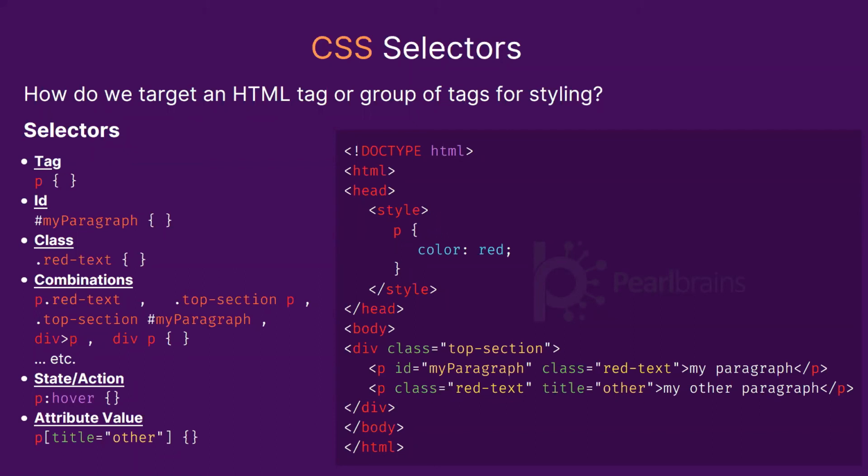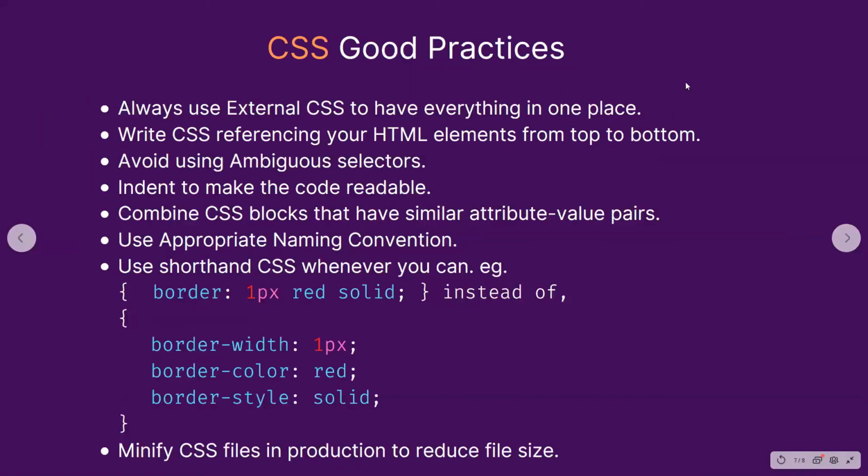Okay, so what are the CSS good practices? One of them is always use external CSS to have everything in one place. Yeah, I know we looked at internal and inline, and they are good hacks, but always use external CSS. It's advised to always use external CSS. Write CSS referencing your HTML elements from top to bottom.